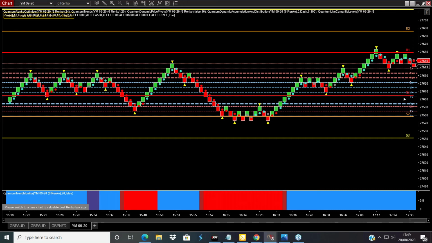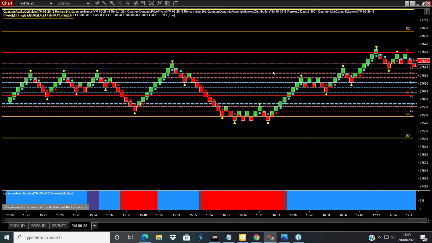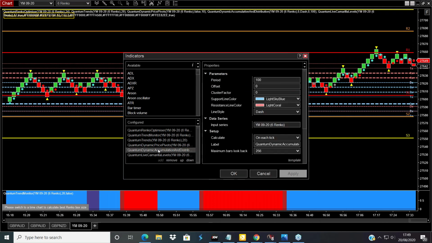I've actually got quite a few of the support and resistance levels in there, of accumulation and distribution levels. But think about this indicator, what we call the cluster factor. If you set it to 0, it will pick up a lot of levels.